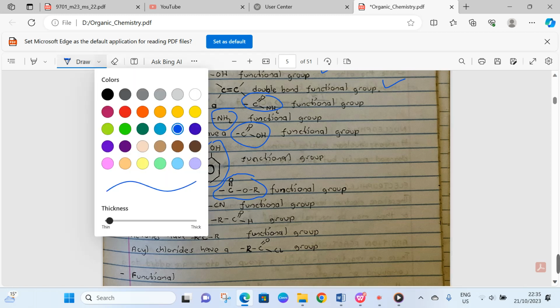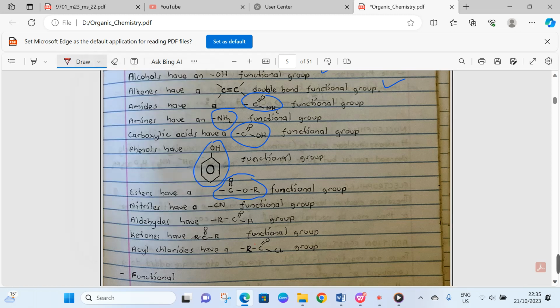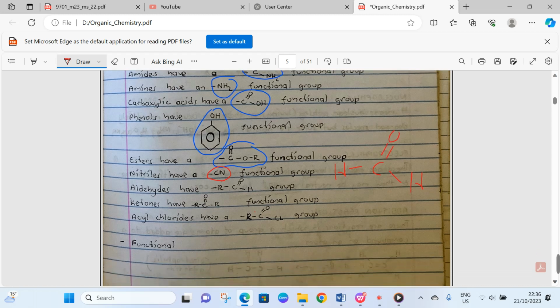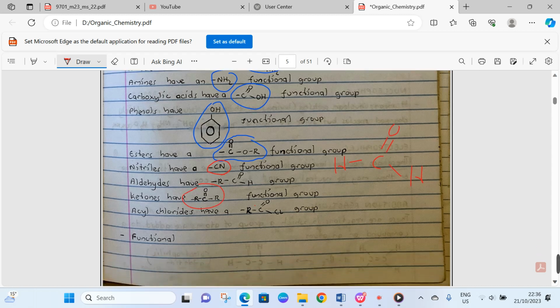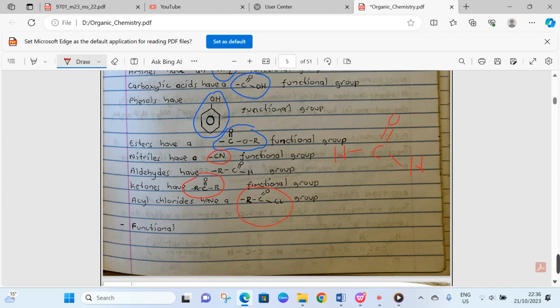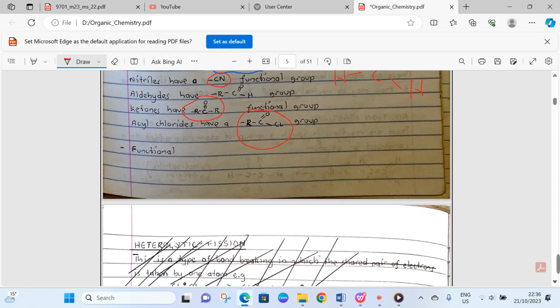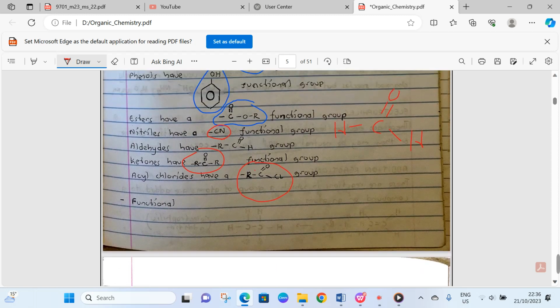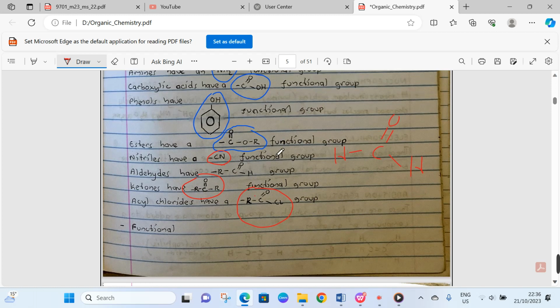For nitriles, the CN group is their functional group. For aldehydes, the functional group that I want to draw is this one. This is their functional group. And for ketones, there are two other groups attached to a C=O double bond. And acyl chlorides. What I just wanted to point out to you guys is to understand that a functional group is the reactive part of an organic compound. That's all there is to it.